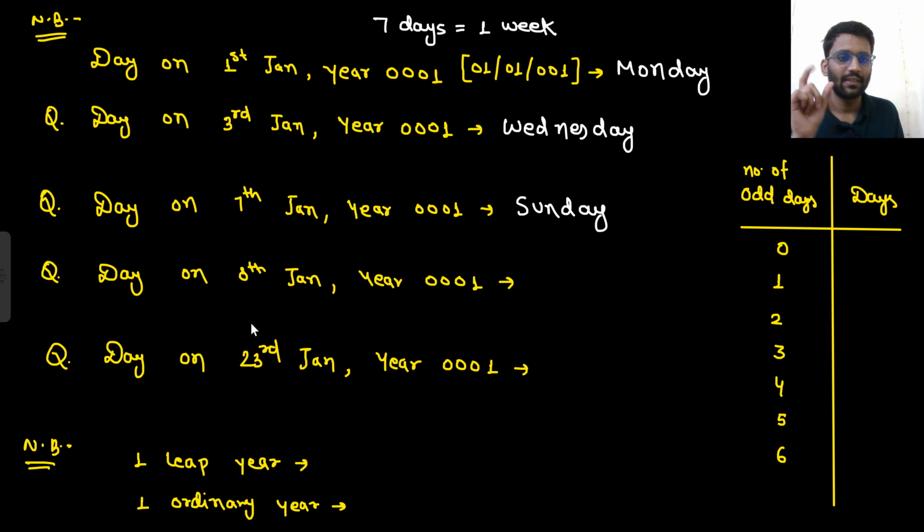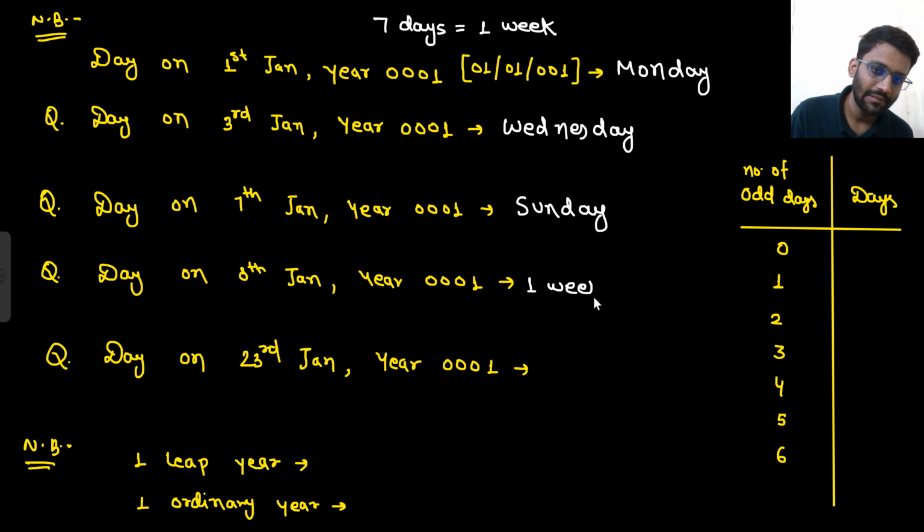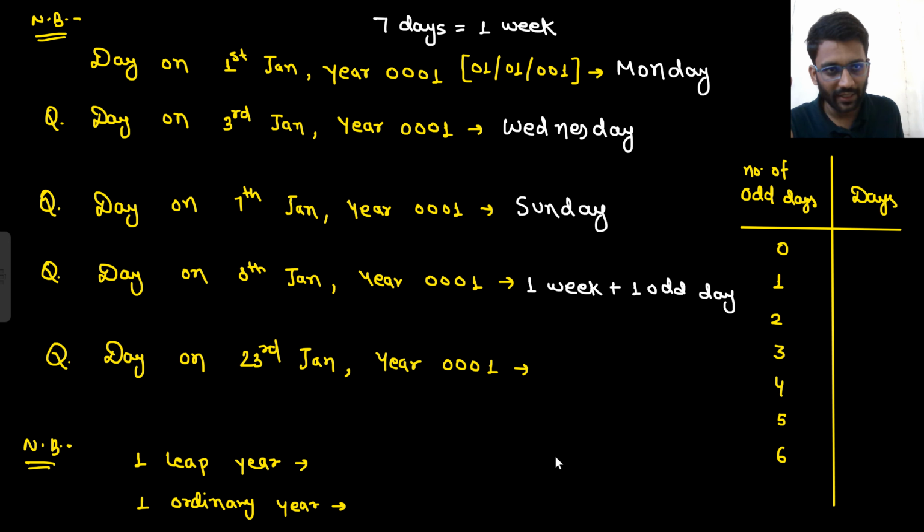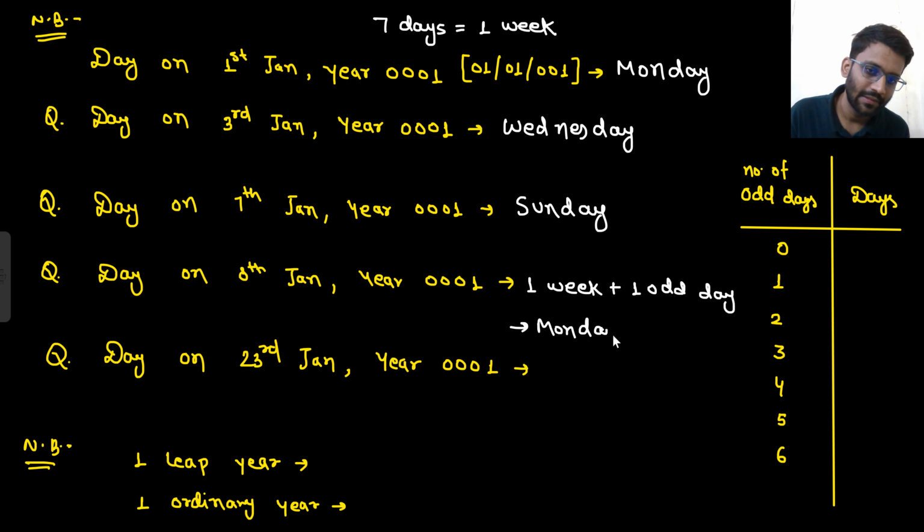Now, 8th Jan means 1 week plus 1 odd day. You started with Monday, Tuesday, Wednesday, Thursday, Friday, Saturday, Sunday. From Monday to Sunday, there are 7 days. Then the 8th day will be again Monday. That means in 1 week you start from Monday and you cover till Sunday. Well and good.